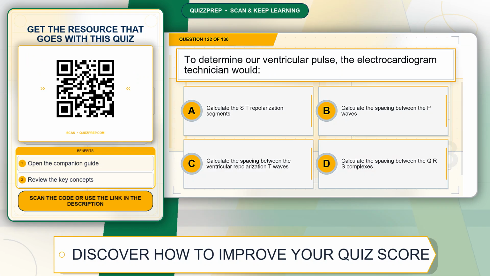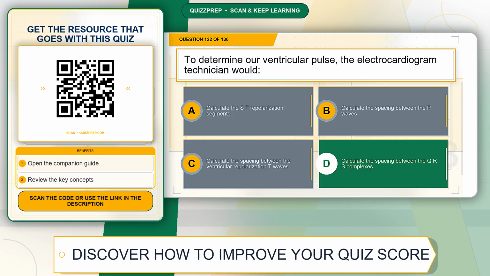Question 122. To determine our ventricular pulse, the electrocardiogram technician would: option A, calculate the ST repolarization segments. Option B, calculate the spacing between the P waves. Option C, calculate the spacing between the ventricular repolarization T waves. Option D, calculate the spacing between the QRS complexes.